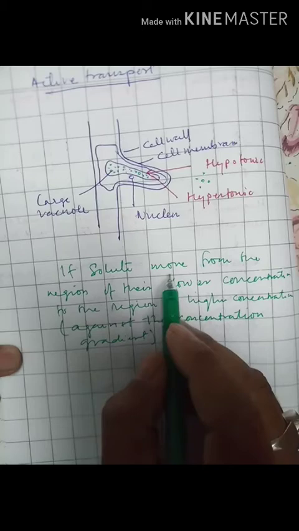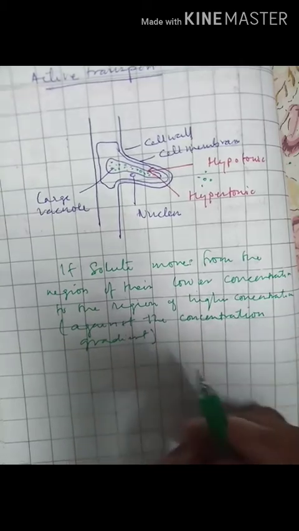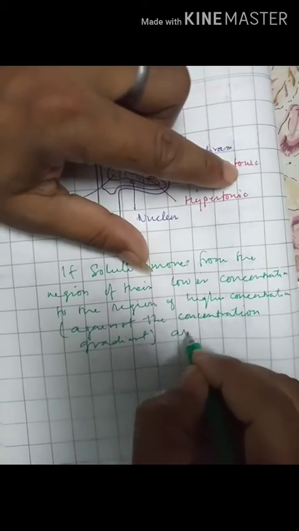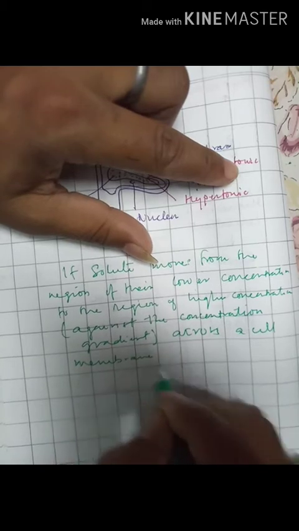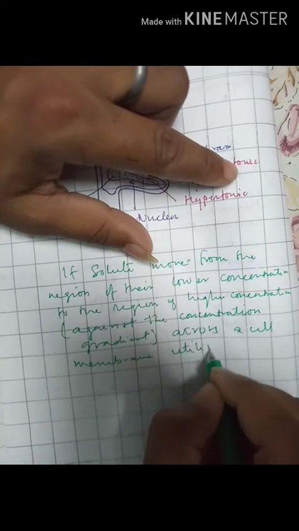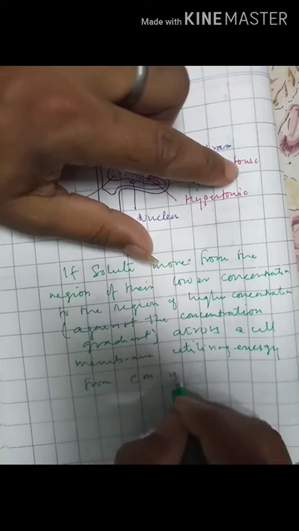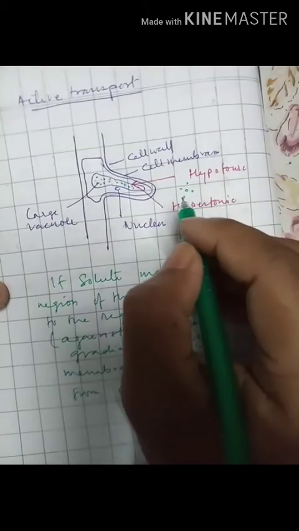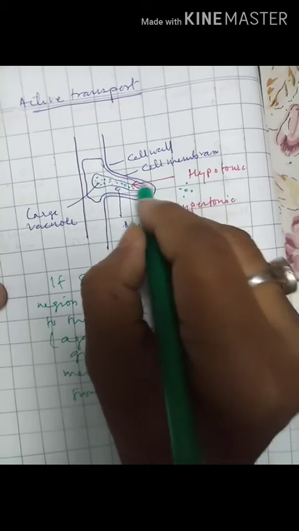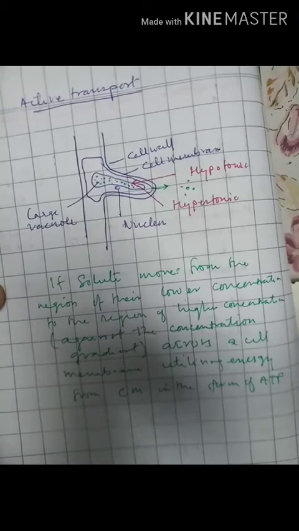So once more, if solute moves from the region of lower concentration to the region of higher concentration across a cell membrane, utilizing energy from the cell in the form of ATP, so if solutes are absorbed, these solutes are actively transported into the root hair cell, utilizing energy in the form of ATP. This is called active transport.